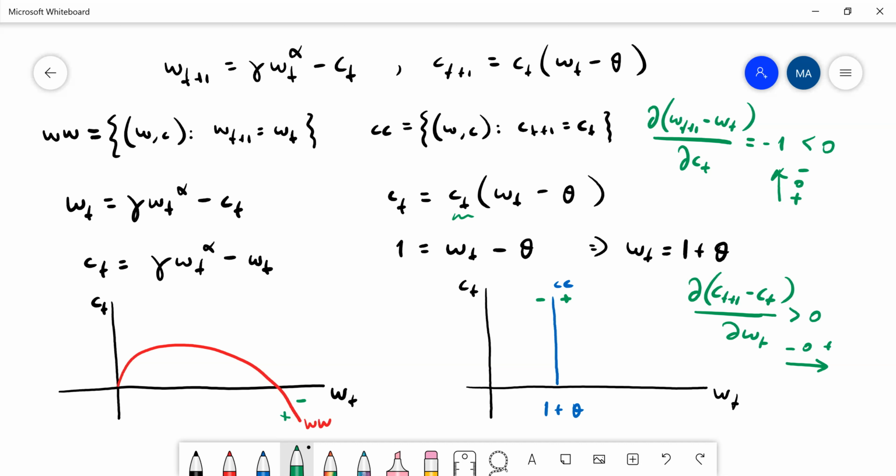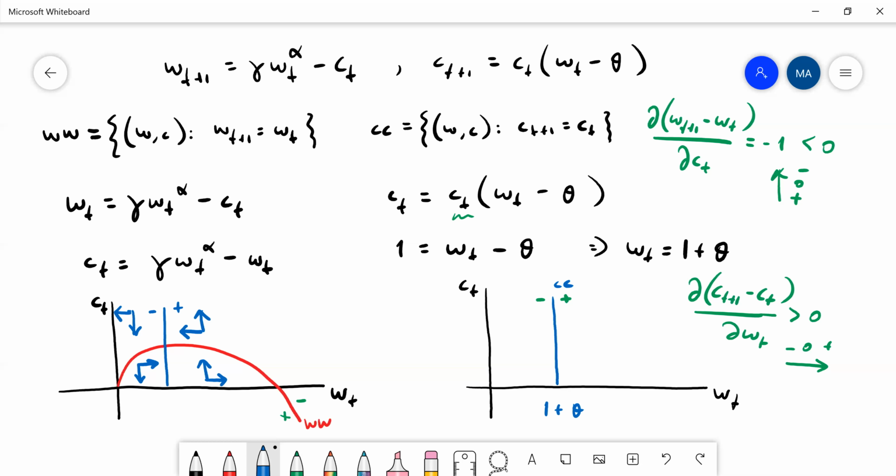So then you can, of course, merge these two figures. So I have this, and then I have minus and plus. So what do I have? On the right of the blue curve, C is increasing. On the left of the blue curve, blue line, C is decreasing. Below the red line, below the red curve, wealth is increasing. Okay, and above the red curve, wealth is decreasing.